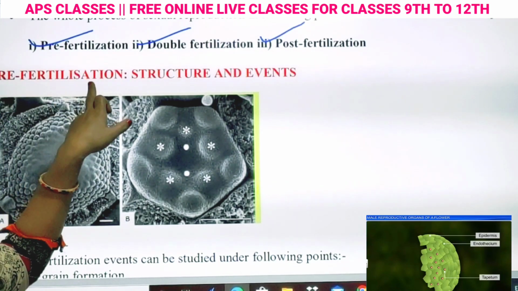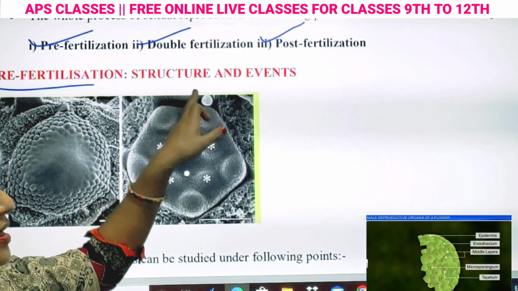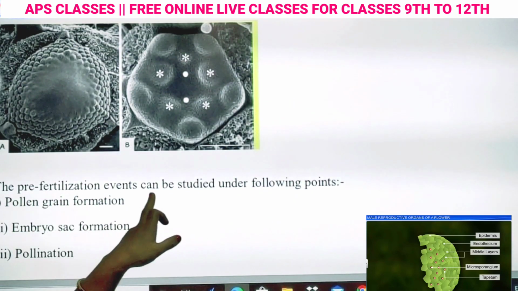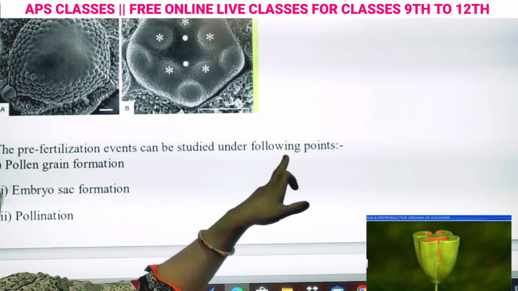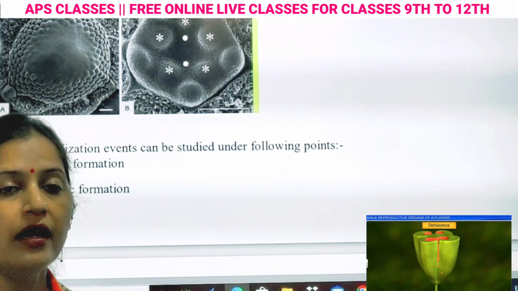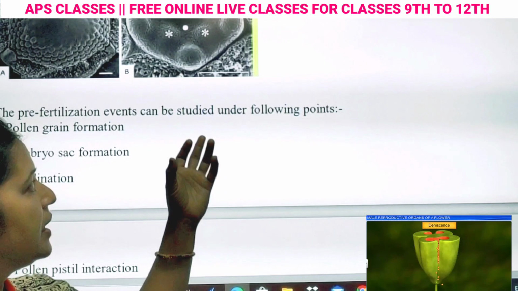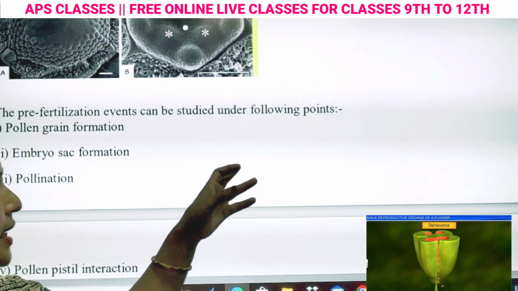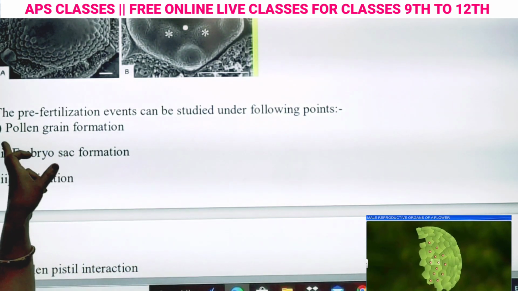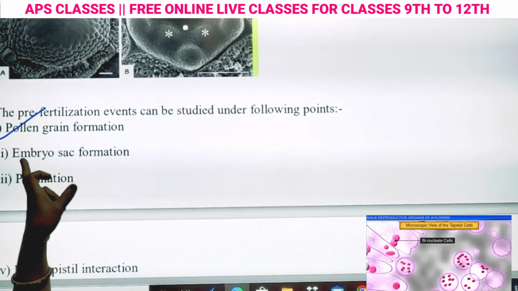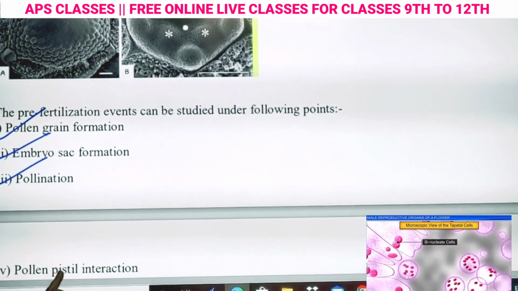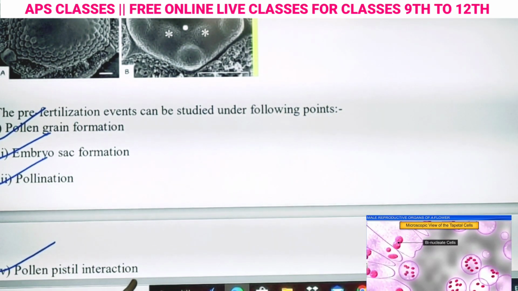First is pre-fertilization, that is the structure and events. The pre-fertilization events can be studied under the following points. The main points are: number 1 is pollen grain formation, number 2 is embryo sac formation, number 3 is pollination, and the 4th one is pollen-pistil interaction.